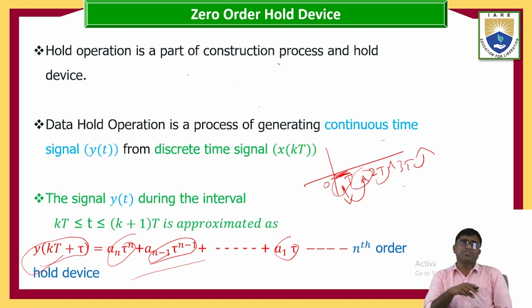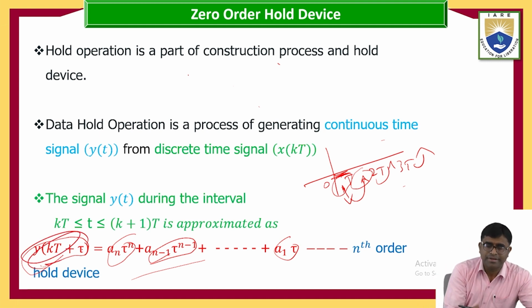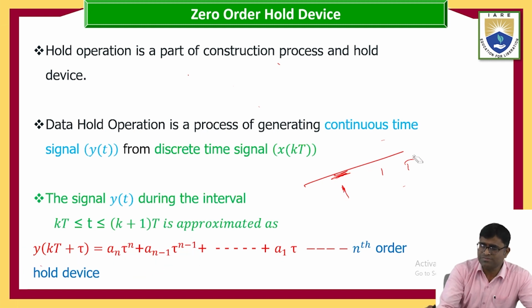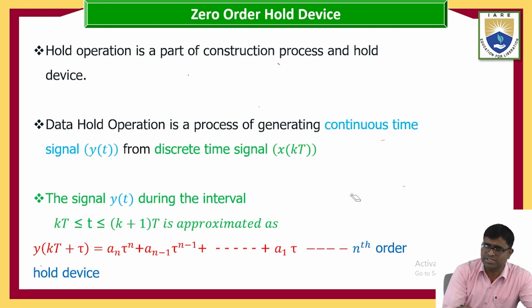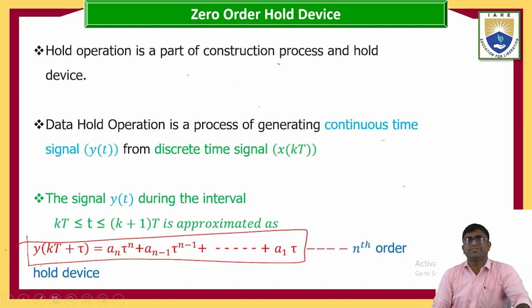The sampling process is continuously going, and the whole device is going to be operated with the y of t converted into a discrete time signal. Okay, discrete time signal. So this is the equation for the nth order hold device. Remember this one. You have to remember this one. This is the equation for nth order hold devices.